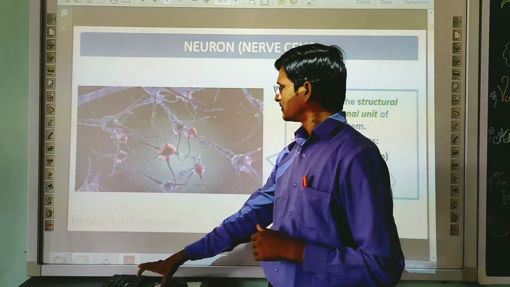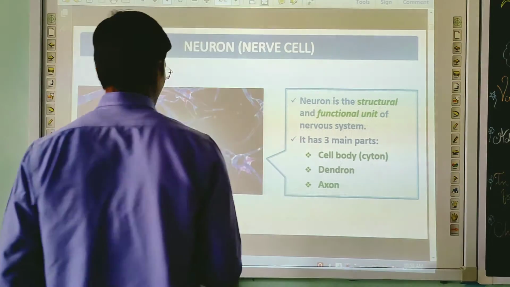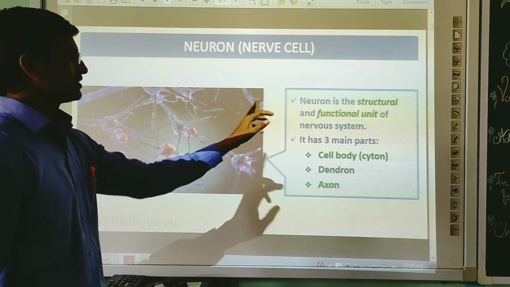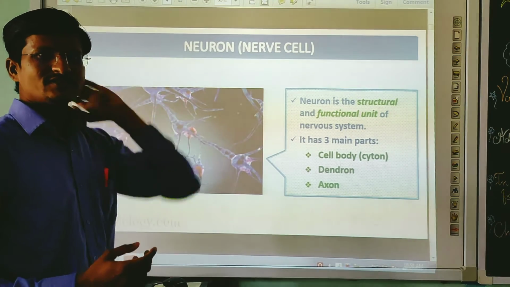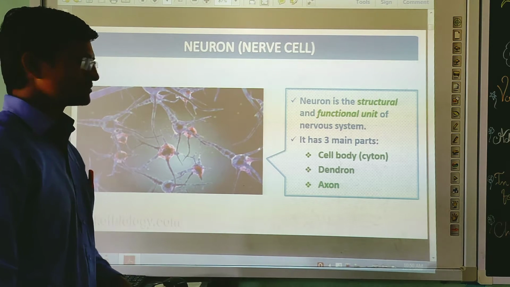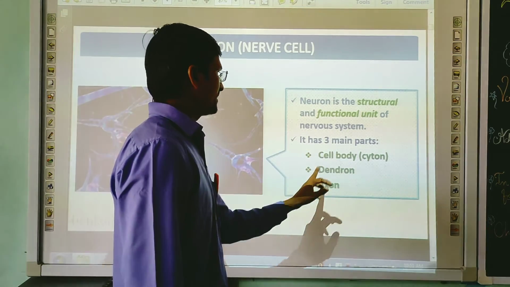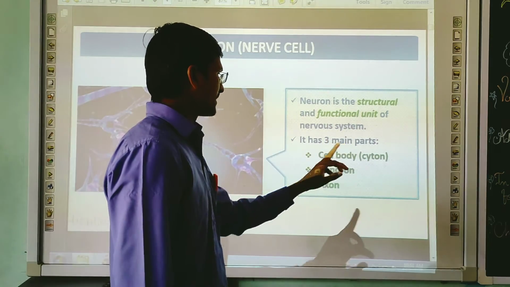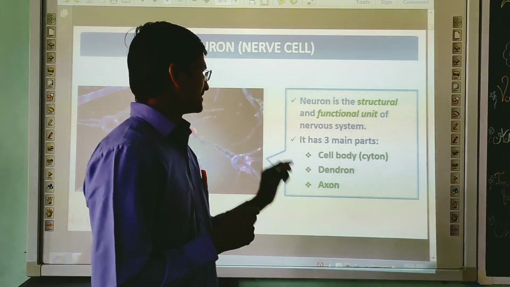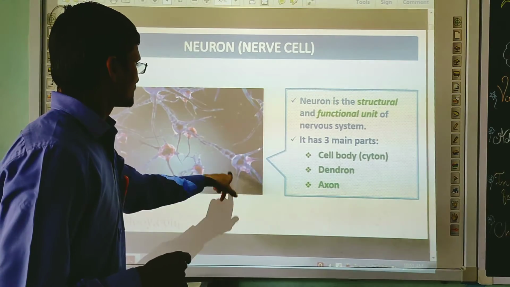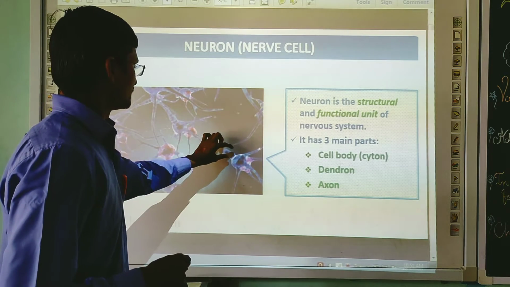So that is about the nervous system, and neurons are the nerve cells. Neuron is the structural and functional unit of the nervous system, as I said. So in exam I may ask, what is the structural and functional unit of nervous system? It is neurons, and it has three main parts: cell body, that is cytosol, dendron and axon. Diagram also we have drawn, if you know that. Cell body, you can see this part is the cell body. This is a dendron, and axon you can see.